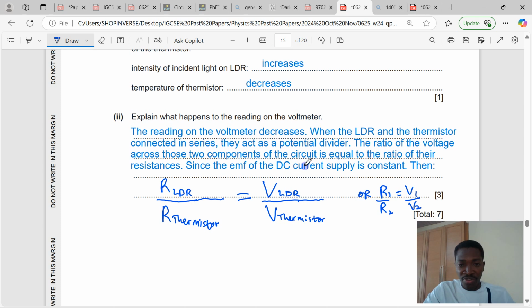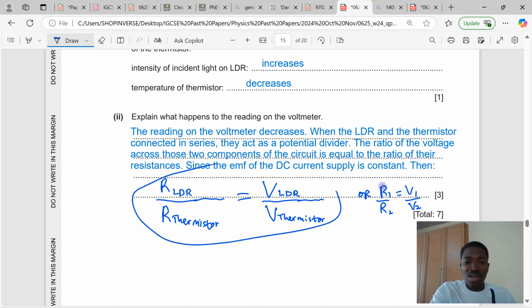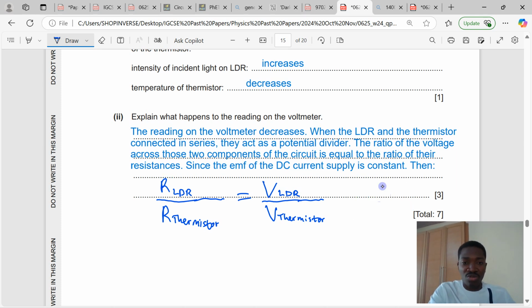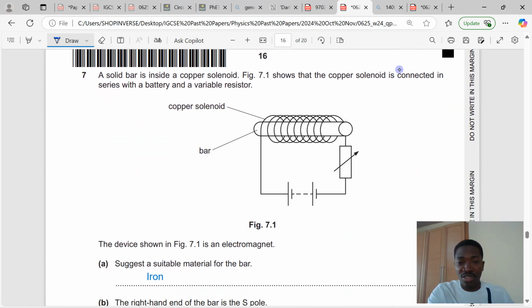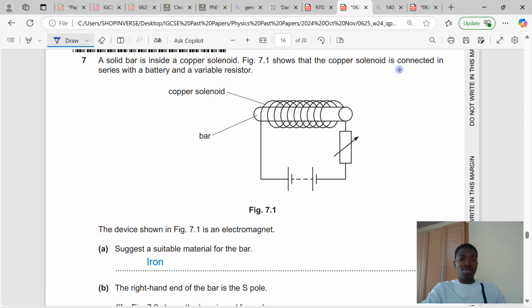Since the EMF of the direct current power supply is constant, this formula can always be applied. Or you state it this way, whichever one you choose, but you state only one formula, not the two of them. Once you do this correctly, then you've gotten the correct answer to question number 6. We move to question number 7.